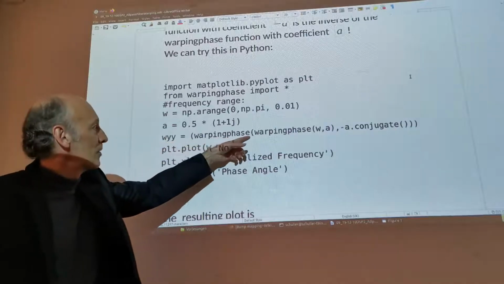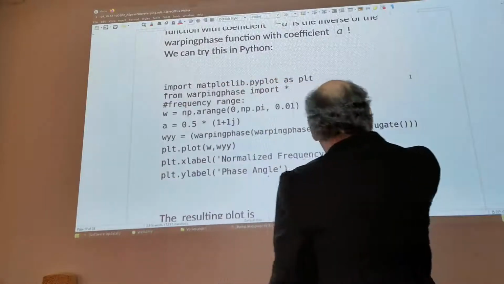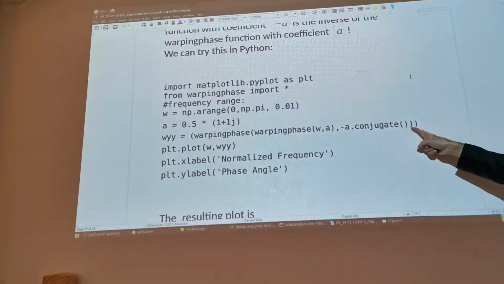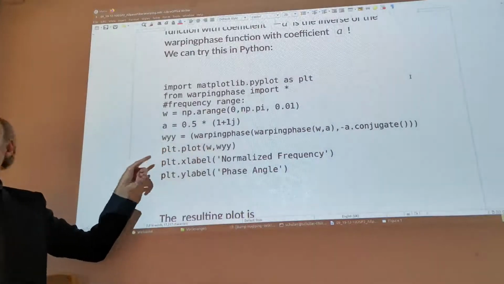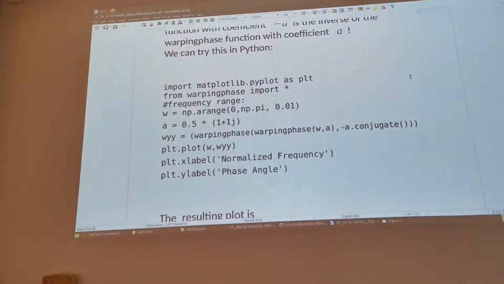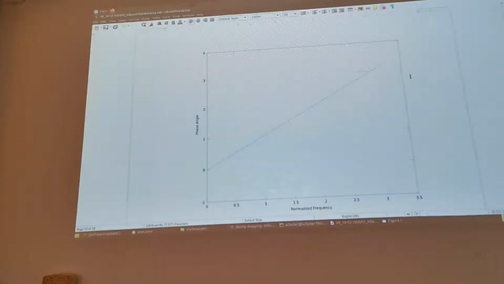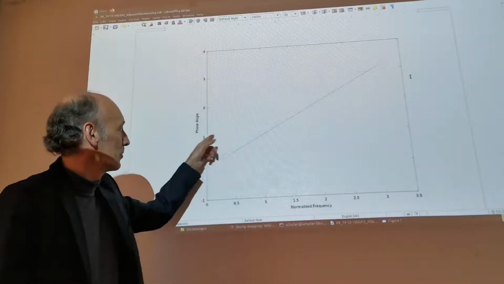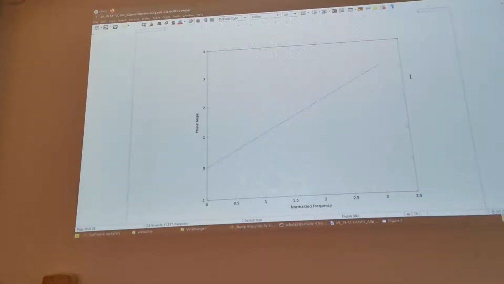Then I'm applying this function, warping phase of warping phase. In the first warping phase I'm using the coefficient A, and then I'm using minus A conjugate complex. And then we're checking if this is indeed the identity function. So, math by trying, basically. Here's the result, and you can see it's indeed the identity function. Here 1 is mapped on 1, 2 mapped on 2, and so on. It's a nice straight line, the identity function.